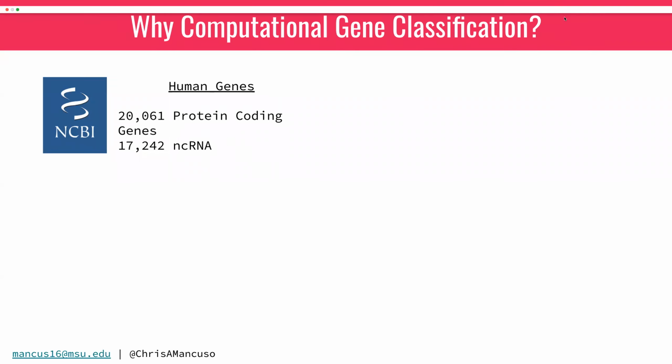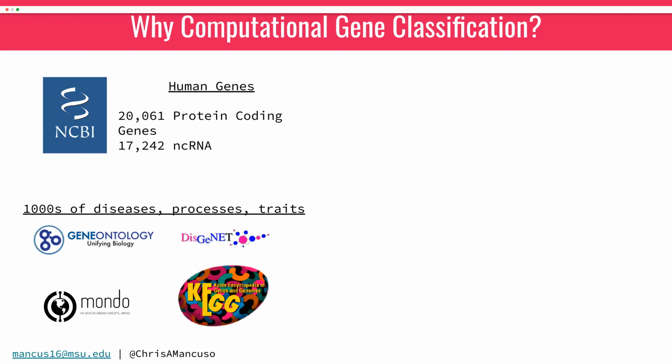So why computational gene classification? According to NCBI, in a file we pulled a while ago, there's roughly 20,000 to 30,000 protein coding genes and 17,000 non-coding RNAs. So there's a lot of these genes, important parts of the genome. There's also thousands of diseases, processes, and traits. So how do we link genes to all these different diseases, processes, and traits?